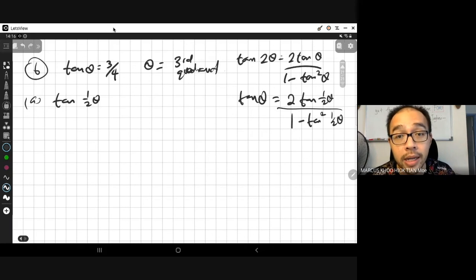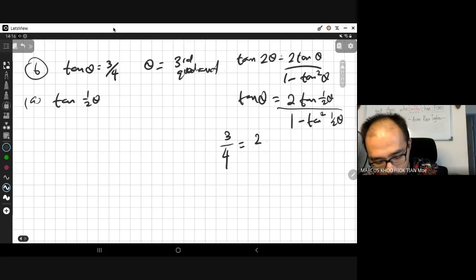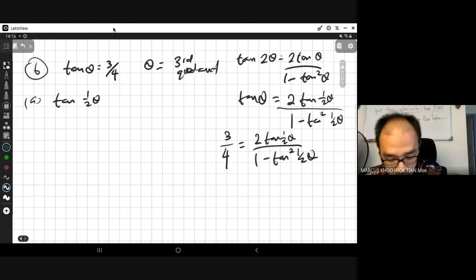Okay, we want to find tangent half theta, but let's start with this. If this is to be true, I can say that 3/4 equals 2 tangent half theta over 1 minus tangent squared half theta. And what we can do is a quadratic equation. We can cross multiply to do quadratic equations. Let me simplify this.